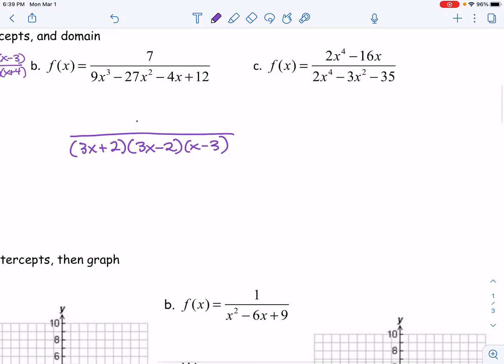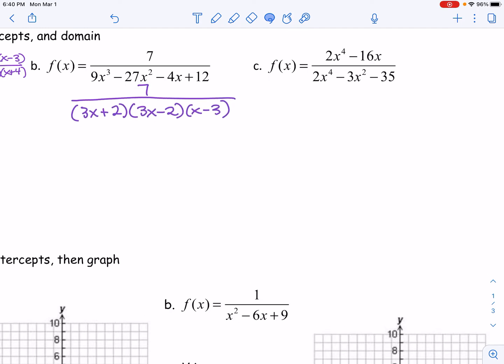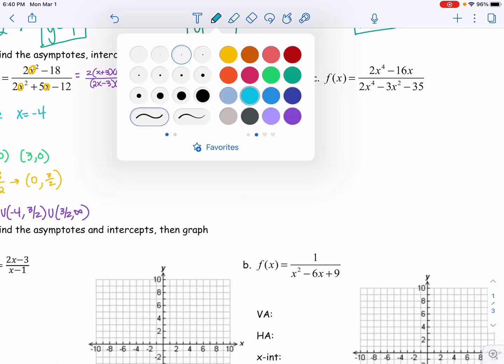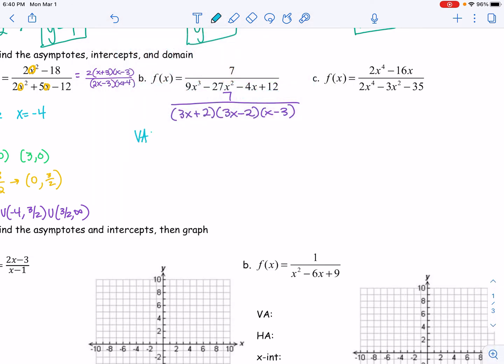All of this is divided by 7, you know what I'm talking about. Okay, so then I'm going to move this up here. All right, and then I go back to what I need to find. Vertical asymptote. I am setting my denominator equal to 0. Because I have those 3 factors, that tells you something: I'm going to have 3 vertical asymptotes. The first one is at negative 2/3. The second one is at positive 2/3. And the third one is at 3.